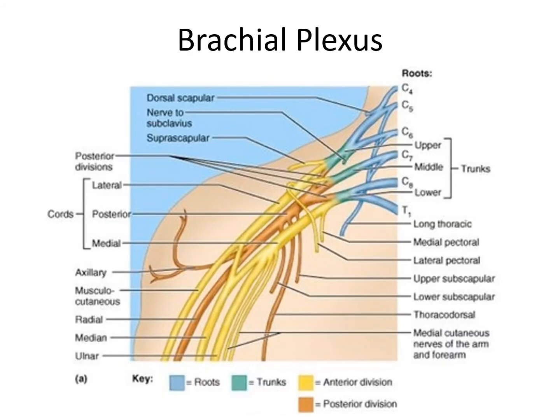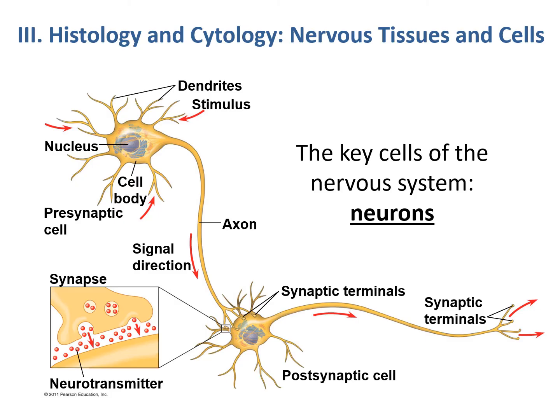Here we've got an example of a plexus. We've got the brachial plexus, and the brachial plexus is formed by several spinal nerves. We've got spinal nerves C4 through C8 and also T1 coming together and forming these major nerves that will extend down into the arm.